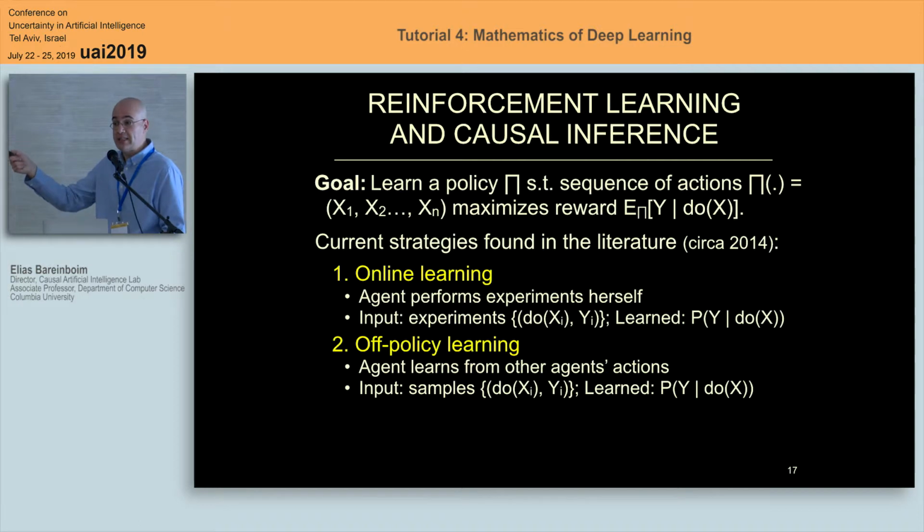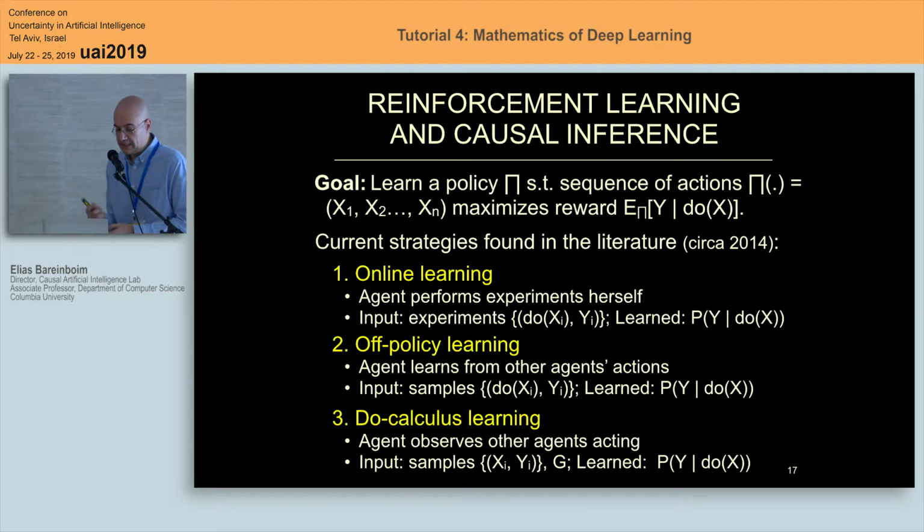You know that the other guy is doing the experiment. In other words, what I mean by that is the other guy is being deliberate about taking this action. Then you call this do x, and you still want to learn the y given do x. That's off-policy learning.